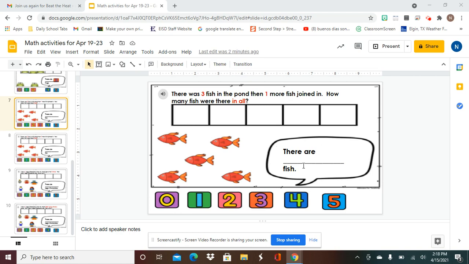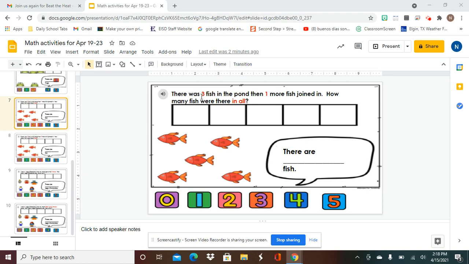And then over here in the blank, we're going to move one of these numbers. Whatever our answer is, we're going to move it up here. Okay, so let's get started with this problem. There were 3 fish in the pond. Then 1 more fish joined in. How many fish were there in all?